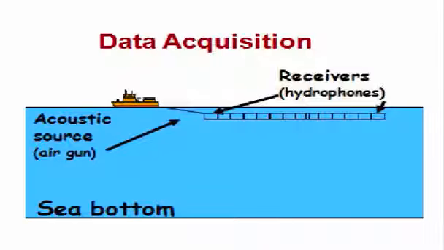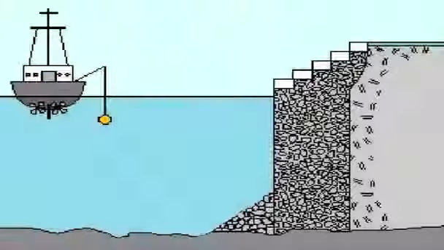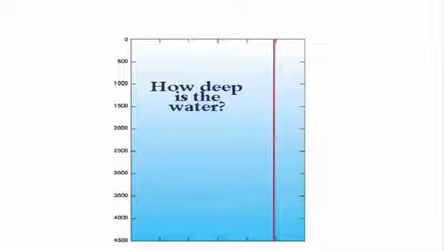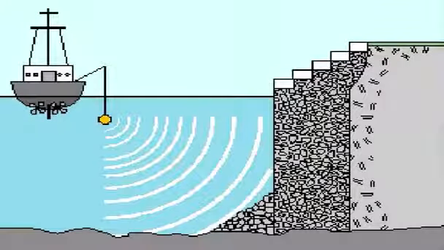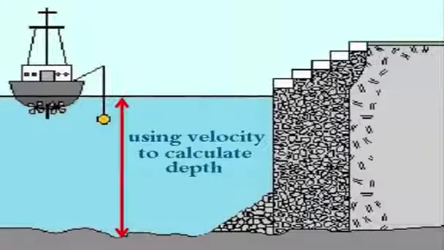Here we have a ship out in the ocean doing seismic work. The first challenge for the geoscientists is to find the depth of the water. Let's look at how they can calculate the depth using seismic. First, the geoscientists calculate the velocity of a sound wave in water, and then they will use the velocity calculation to determine how deep the water is under our ship.